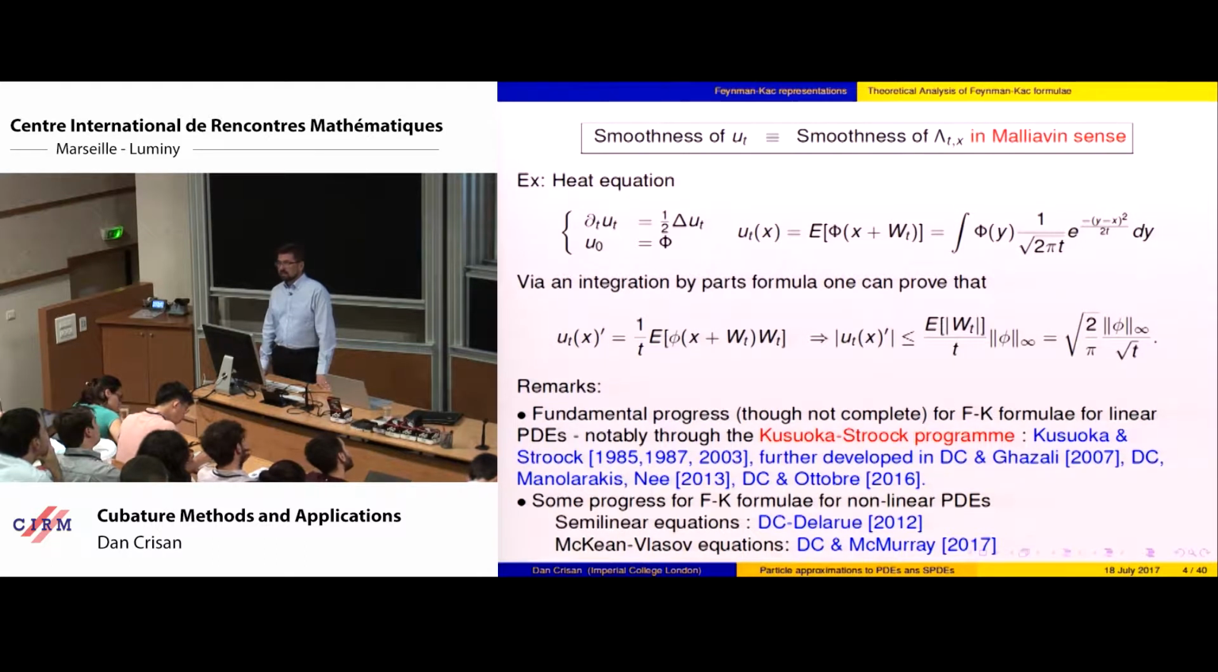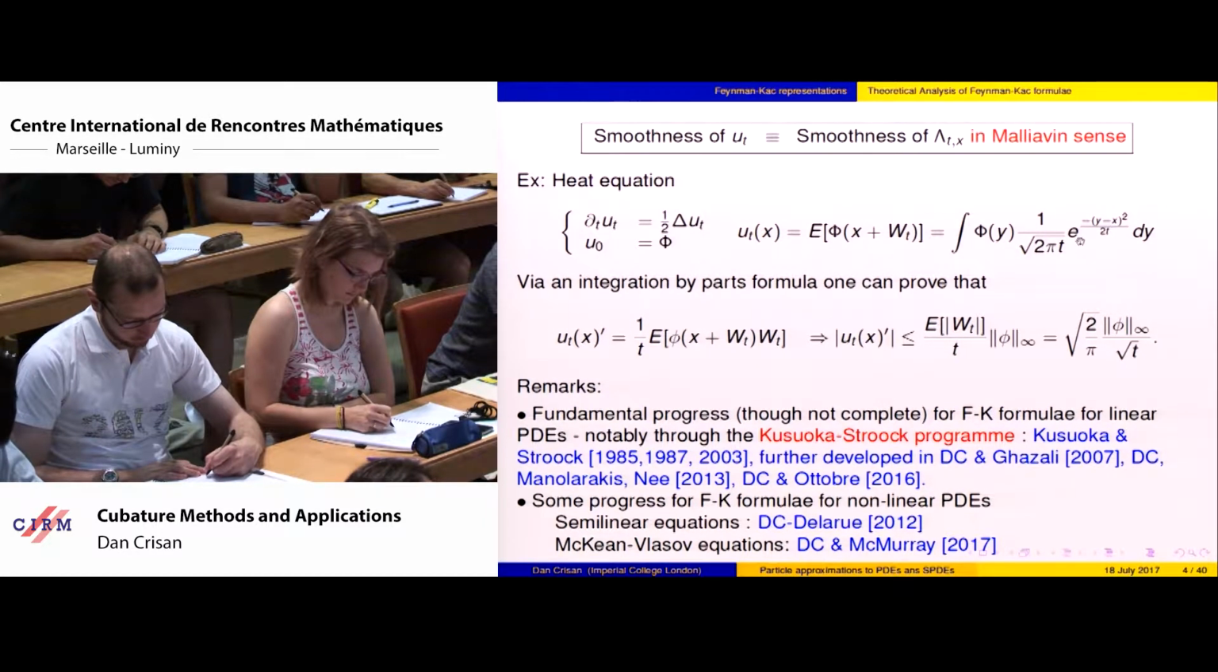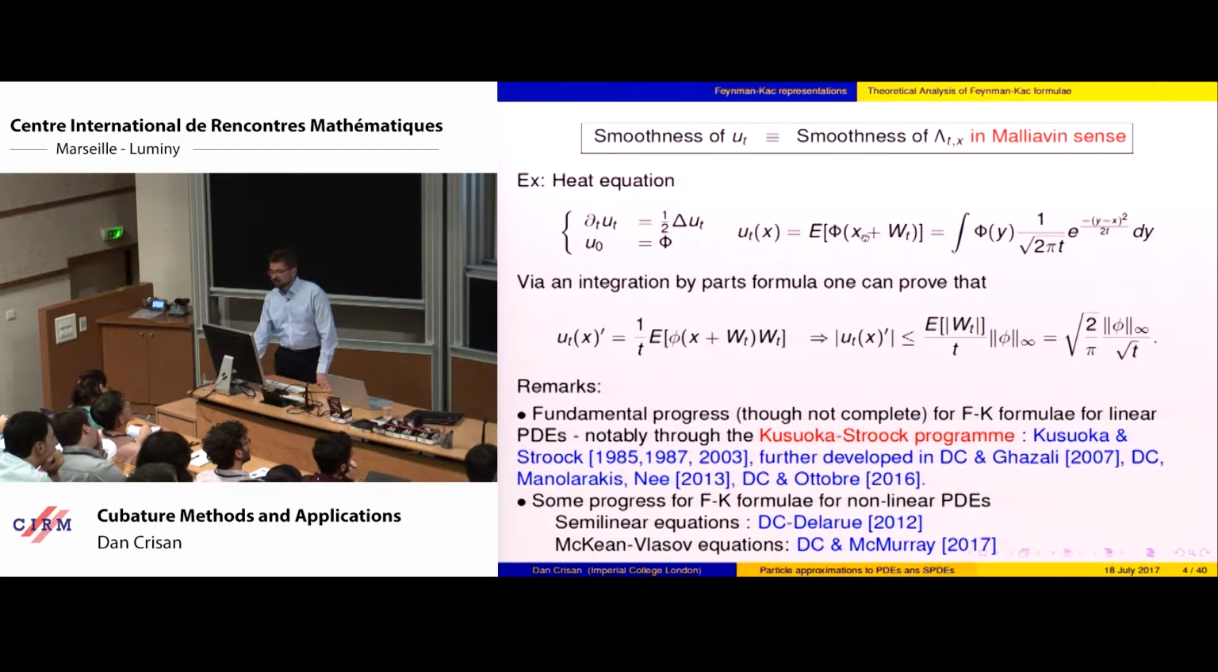Okay? Now, once you have this representation, you have an explicit formula for the density of the Brownian motion, so you can write this as an integral of phi with respect to the corresponding Gaussian density. Then you can differentiate this with respect to x, differentiate under the expected value, and then you can use Malliavin calculus in order to get an expression of the derivative of the PDE in this form.